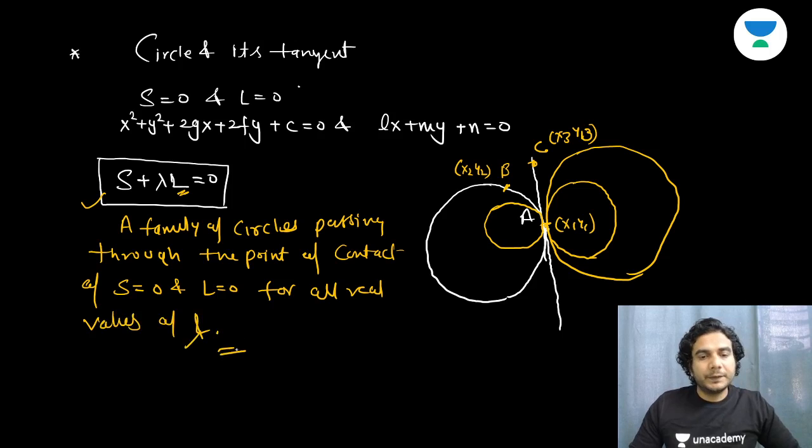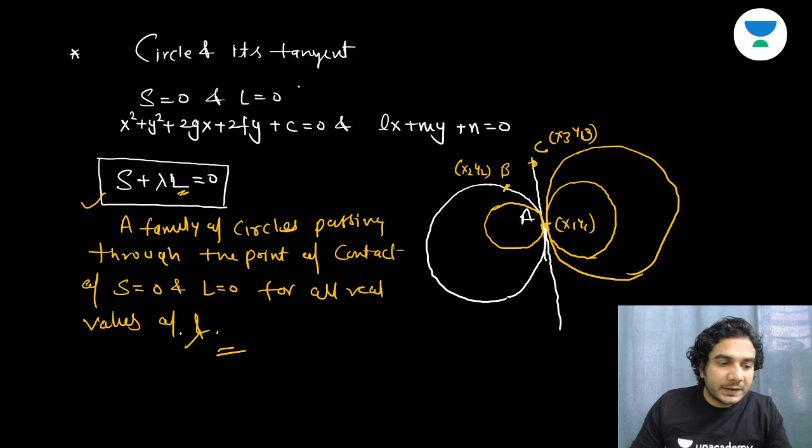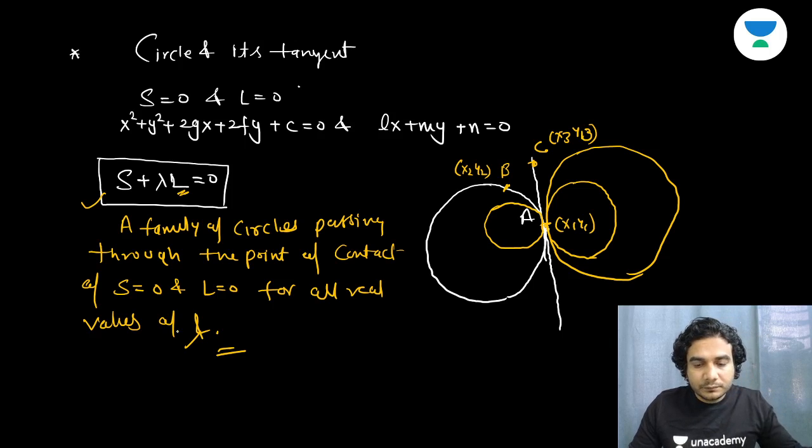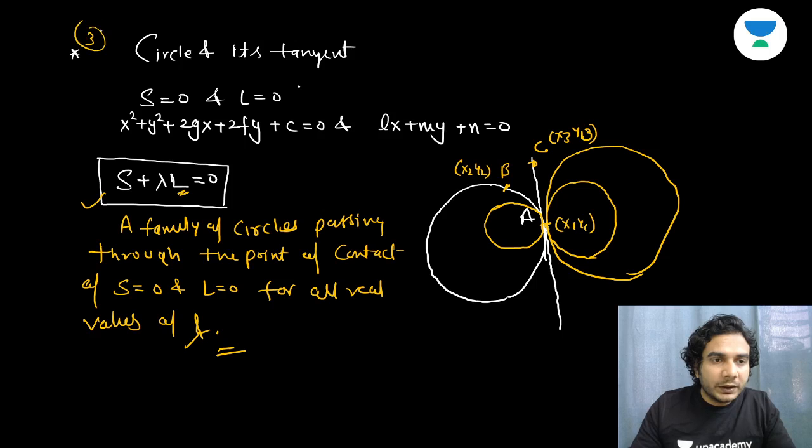All right, so that is the case, and this is a very, very, very important point. Whenever you have a circle and its tangent, you can use this equation to write any other circle which touches these two curves, or which touches the curve at their point of contact. Now I'm telling you the fourth. This was the third case. First we'll finish all the cases and then we will start our practice questions, examples.